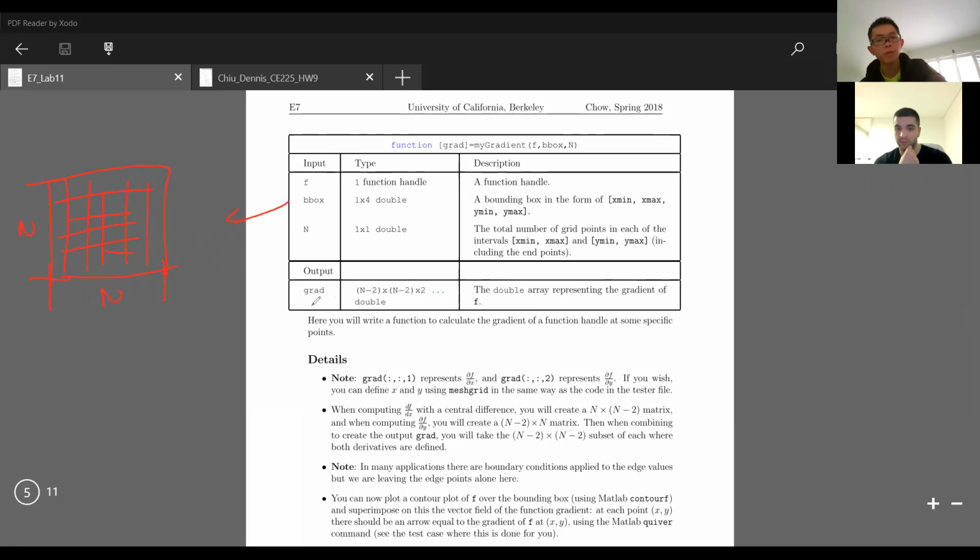And then the double array, this is just going to be an array that, okay, here's something you may not have seen before. This is a 3-dimensional array, but don't be scared. All it is, imagine this as like a cell array of n-2 by n-2 matrices. It's like we're stacking them on top of each other. This represents the partials with respect to x, and this one represents the partials with respect to y.